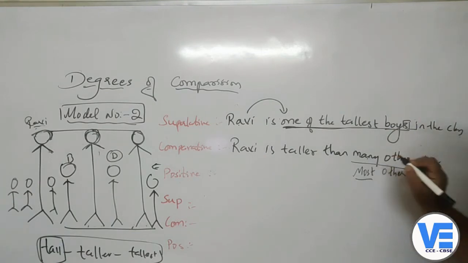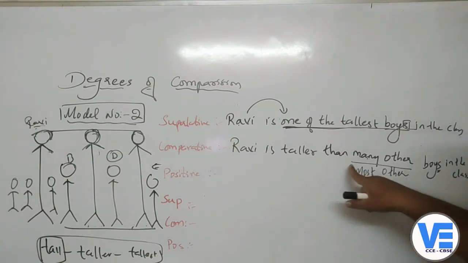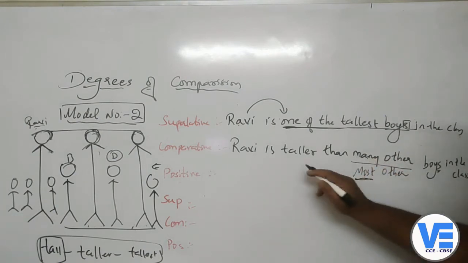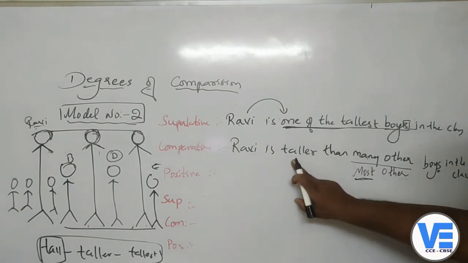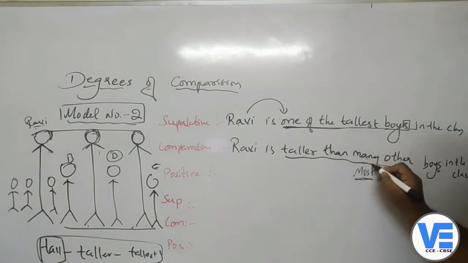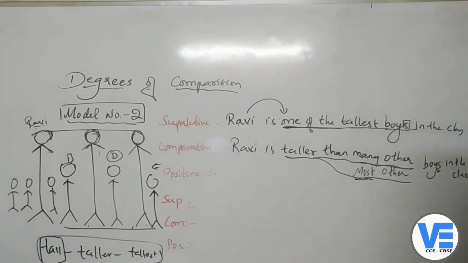So Ravi is taller than most other. Again, because I'm using many here, I'm using a plural, right? So many other boys in the class. So Ravi is taller than most other boys in the class or many other boys in the class. So I'm using most here, but I'm not using it with the adjective. That is what you have to remember here, right? Taller than many other, taller than most other boys in the class.